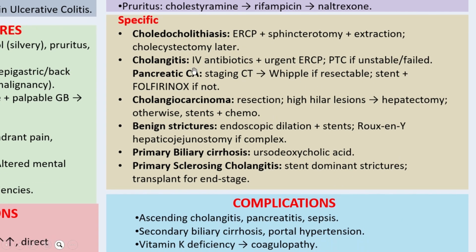And then we can do some specific interventions. Now, if you have cholelithiasis, you want to manage that, which can involve ERCP, sphincterotomy, and extraction. If it's cholangitis, you want to give IV antibiotics, then ERCP. For pancreatic cancer, we may stage it with the CT, then we can do resection if it's resectable. We can use a stent. We can do FOLFIRINOX, which is an anti-cancer drug, chemotherapy. If it's a cholangiocarcinoma, or a benign stricture, we can also intervene with surgery. So most of this management is going to include surgery.